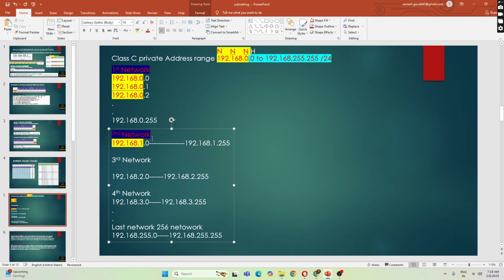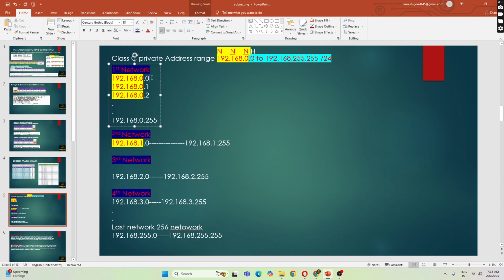So this is the first network, this is the second network, this is the third network, and this is the fourth network. So these are the available ranges. This is the range in each network. Understood, everyone? First three octets are fixed because network bits are fixed.